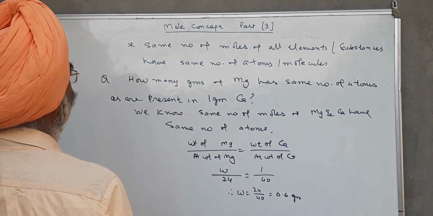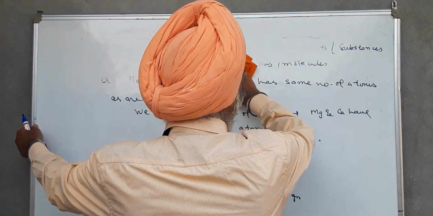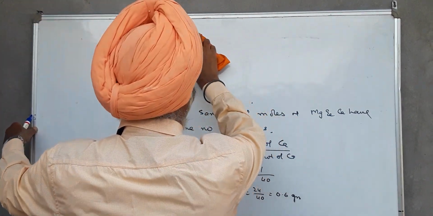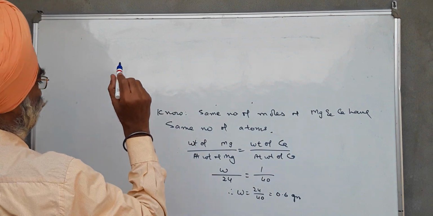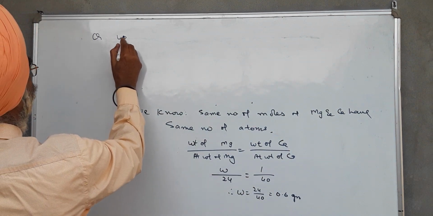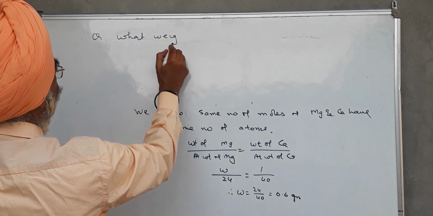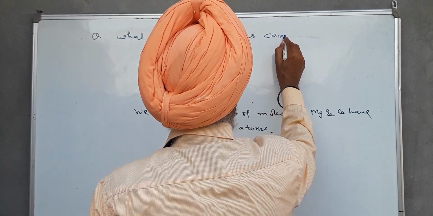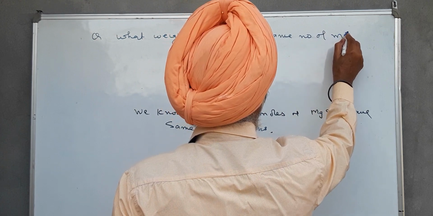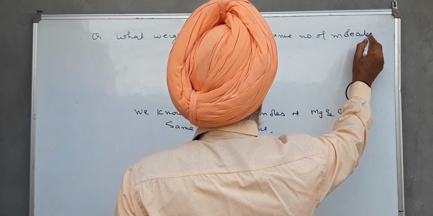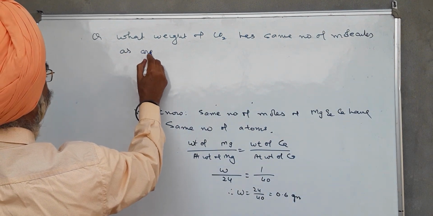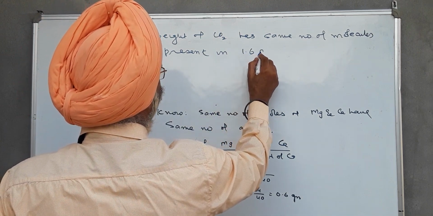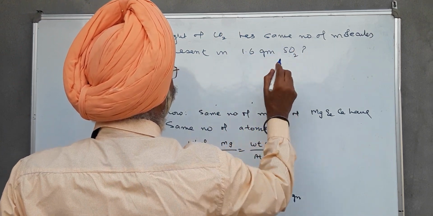We shall have another example. That example will cover molecules. Method is same, but just practice makes us perfect. Question is, what weight of carbon dioxide has same number of molecules as are present in 1.6 grams of sulfur dioxide.